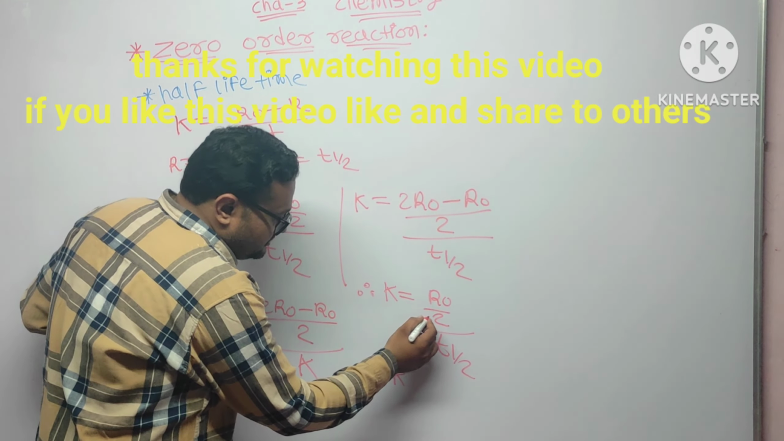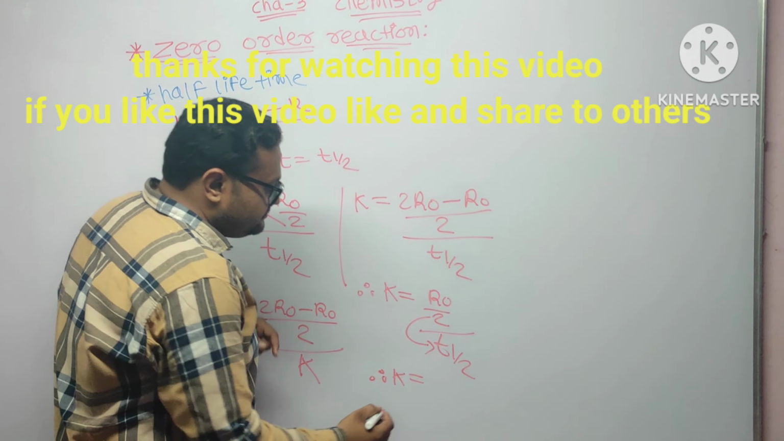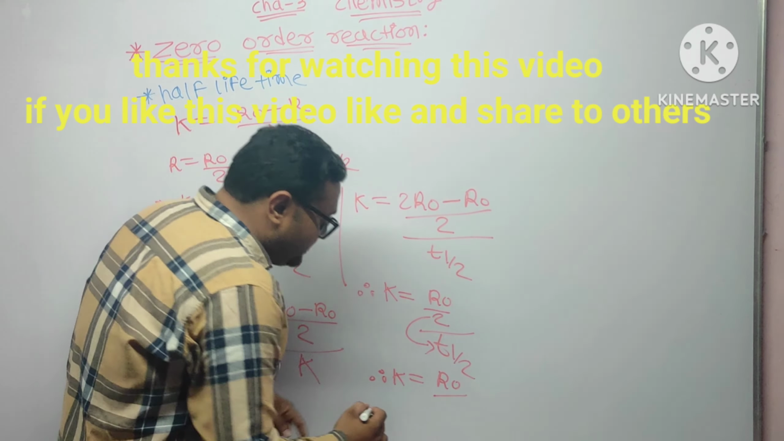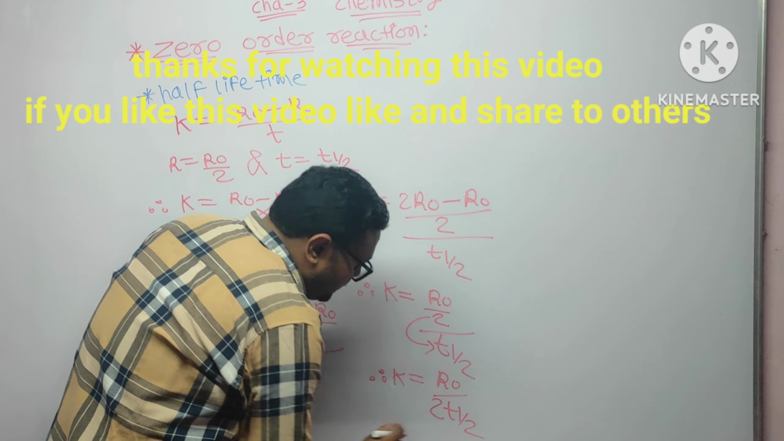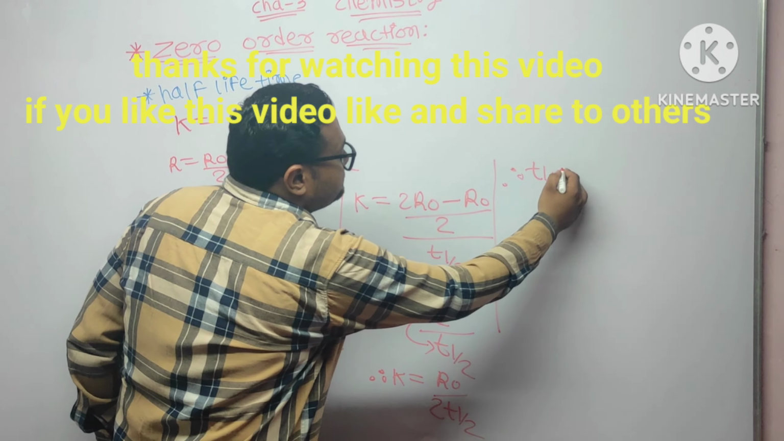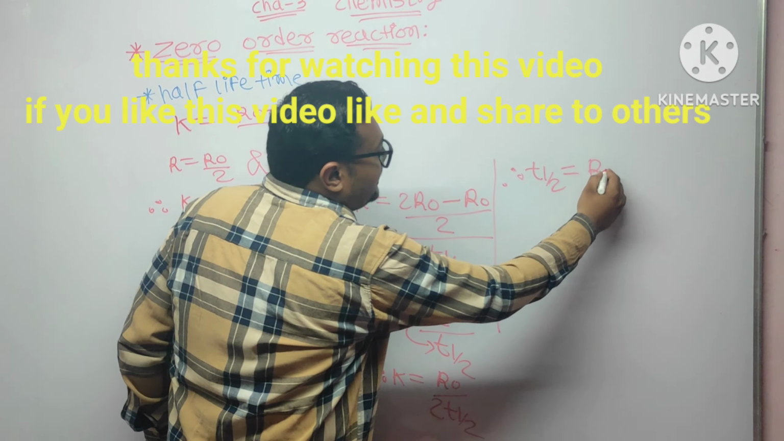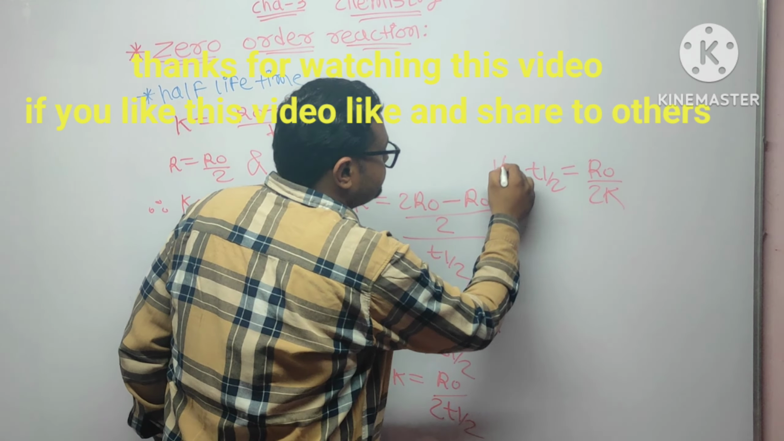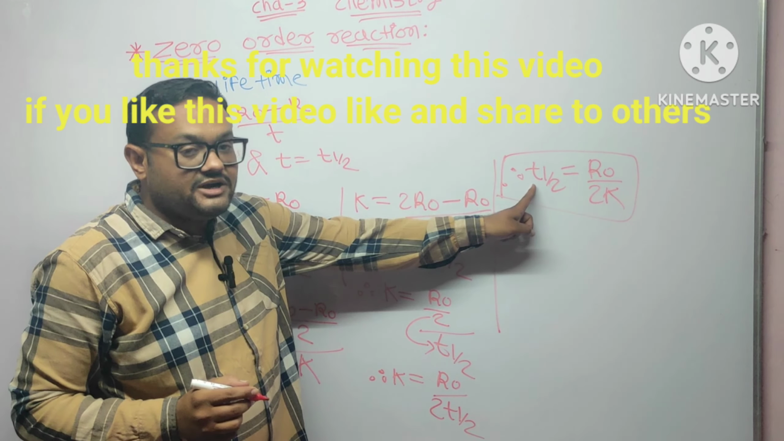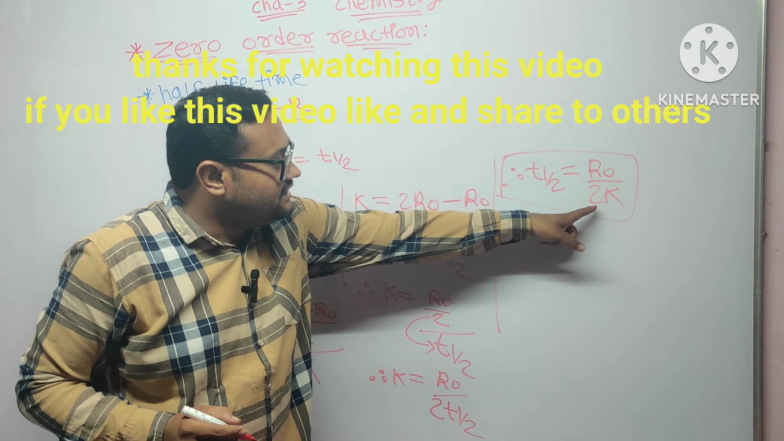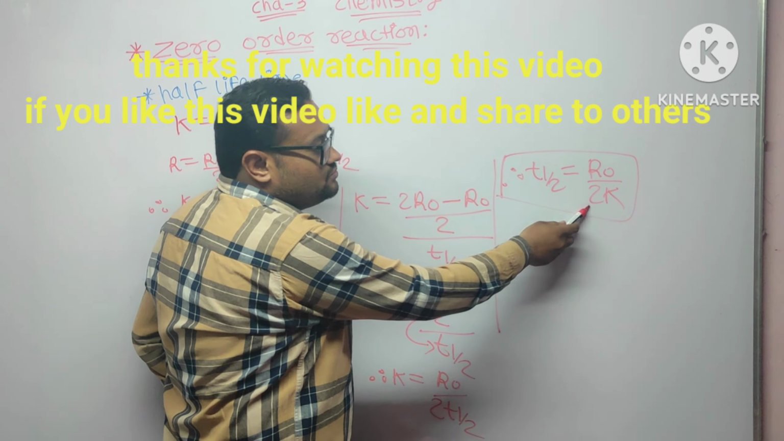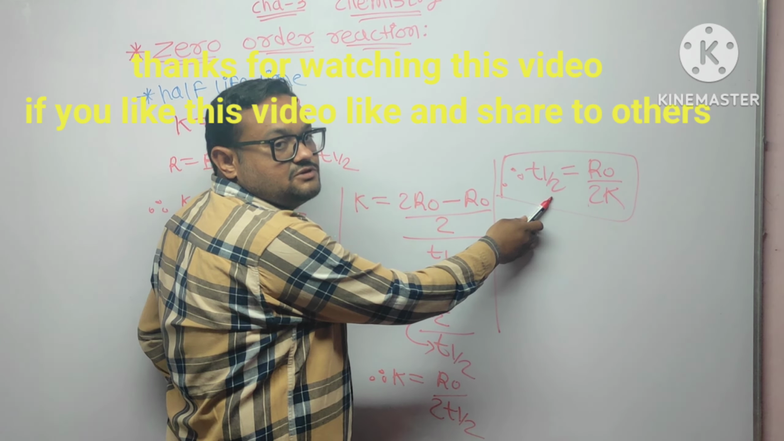Therefore K is equal to R0 upon these 2 will multiply by t1/2, so K is equal to R0 upon 2 t1/2. Then t1/2 is equal to R0 upon 2K, because t1/2 is in division, there in multiplication, and K is in multiplication, there in division. So t1/2 is equal to R0 upon 2K, which is known as the half-life time of a zero order reaction.